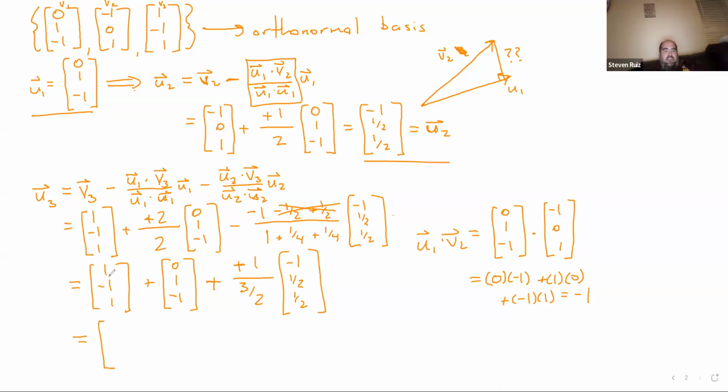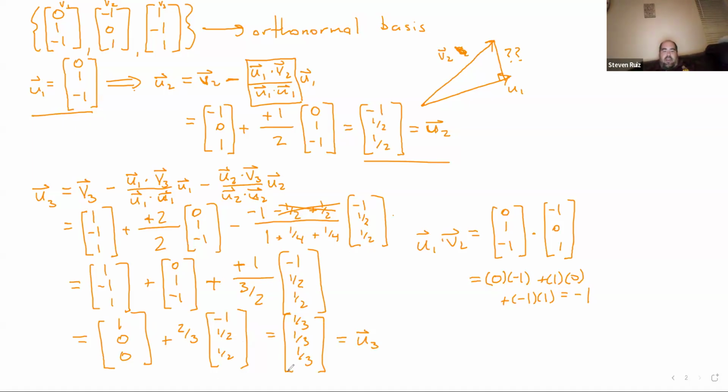So let's do some more simplifying. 1 plus 0 is 1. -1 plus 1 is 0. 1 plus -1 is 0. So 1, 0, 0 plus 2/3 times -1, 1/2, 1/2. So 1 minus 2/3 will be 1/3. 0 plus 2/3. So what's 1/2 of 2/3? That's 1/3. So 1/3, 1/3, 1/3. So I think that is U3.